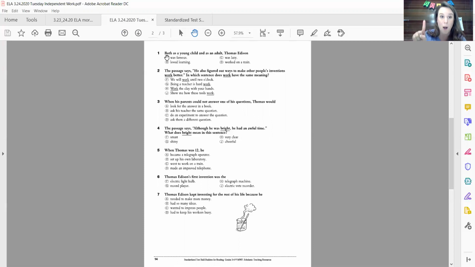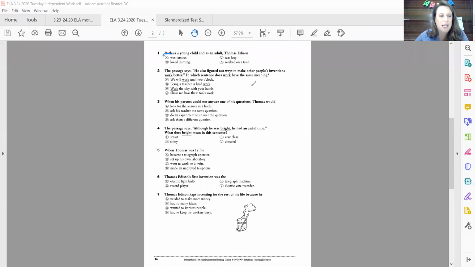All right, so both. Remember what I said about those signal words? Both is the signal word for comparing and contrasting two things. So we're comparing and contrasting him as a young child to him as an adult, and how they were the same. So we're going to go back to our text.